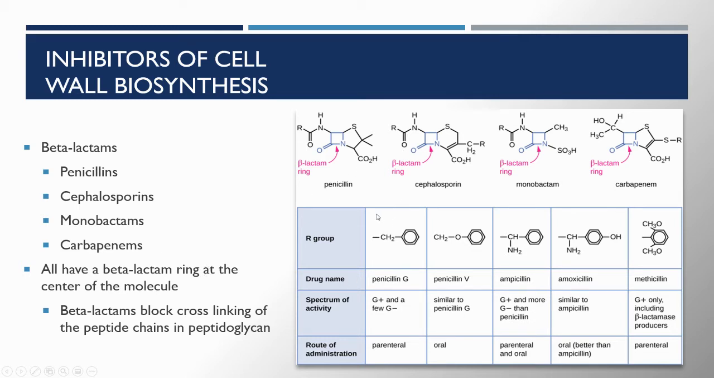Look at the spectrum of activity. Penicillin, primarily gram-positive, a few gram-negatives. Cephalosporin, similar. Ampicillin, get a few more gram-negatives, but primarily, again, gram-positives, gram-positives only for carbapenems.